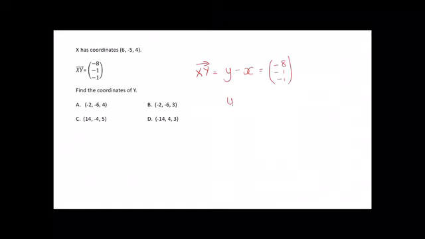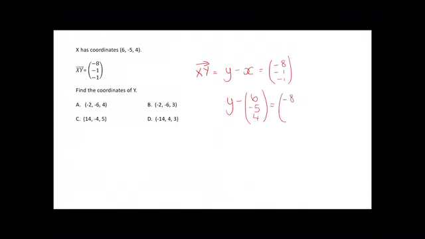Question 7 gives us coordinates for x, and it tells us that xy is negative 8, negative 1, negative 1 in component form. It wants us to calculate the coordinates of y. So we've started off with xy. To find xy, we must have done y minus x, and when we've done that, we've ended up with negative 8, negative 1, negative 1. Now we know the coordinates of x, so essentially we can put that we've got y minus the coordinates of x, which is 6, negative 5, 4, gave us negative 8, negative 1, negative 1.